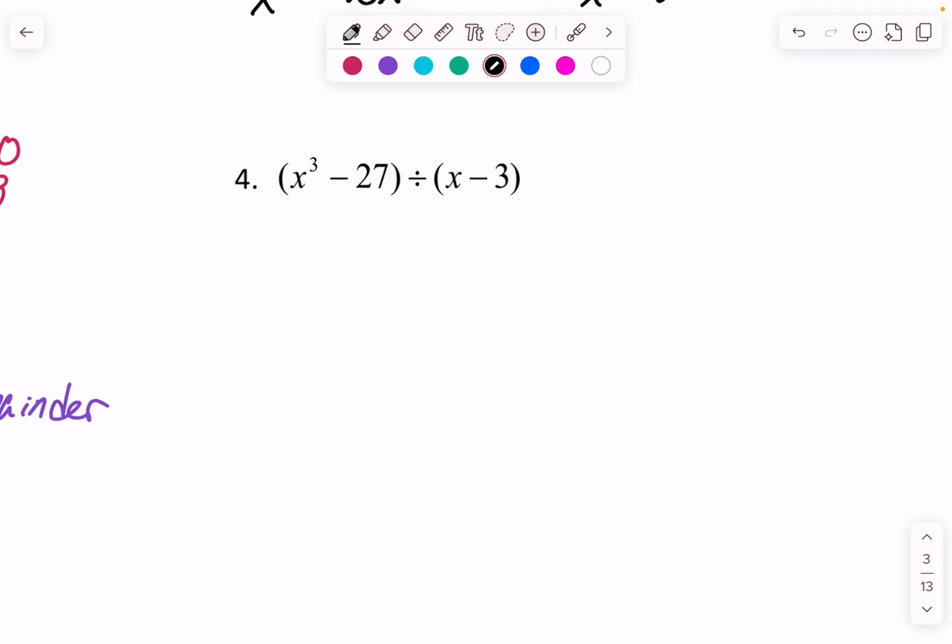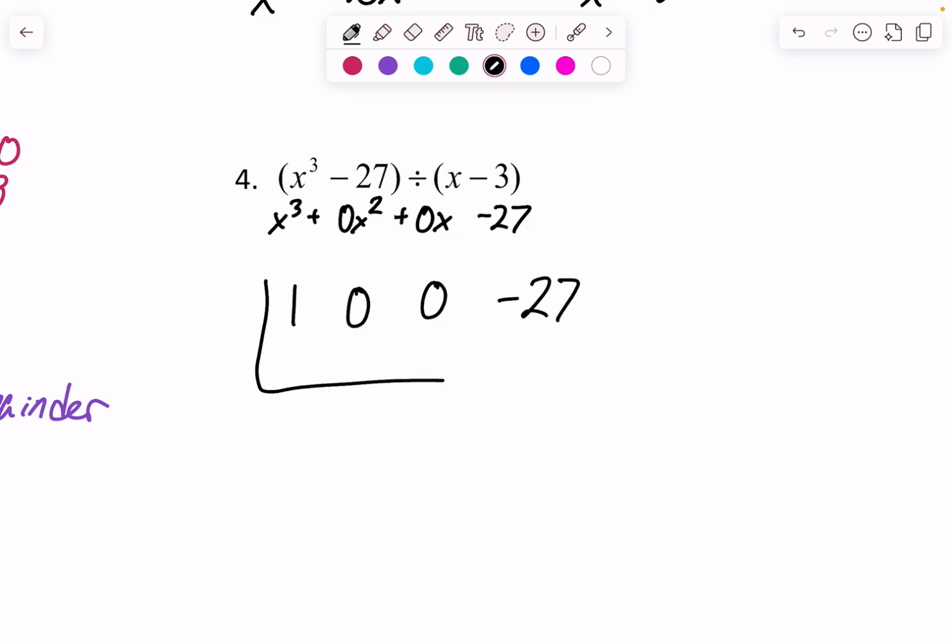And then our next one, we don't have an x squared term or an x term. So when we write it in our big L shape, we need to include those zeros. Then we take our divisor, set it equal to 0. And that's what goes outside.